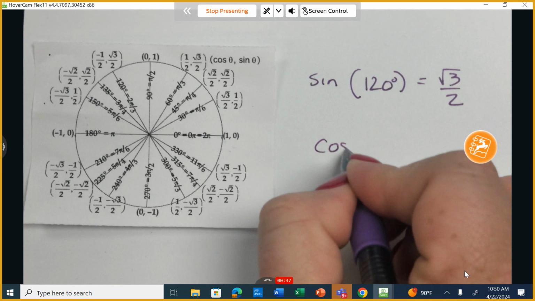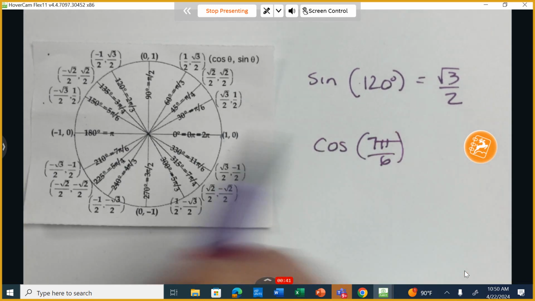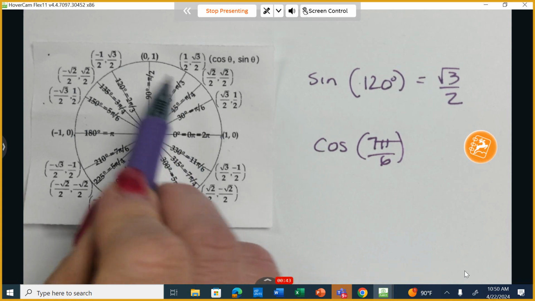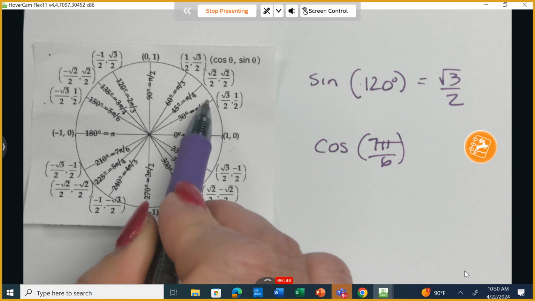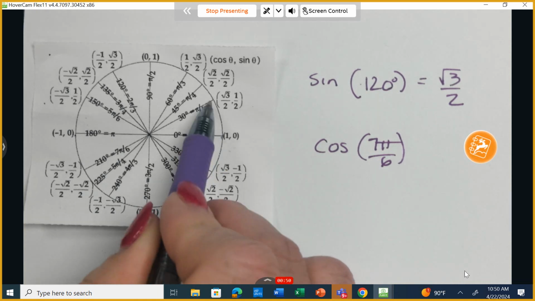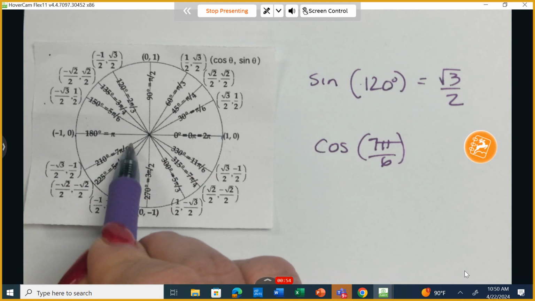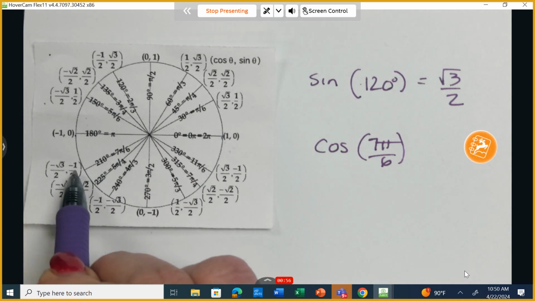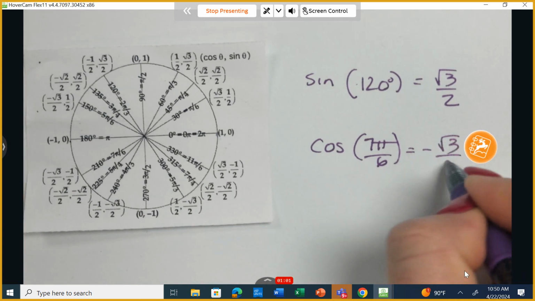I could tell you cosine of 7 pi over 6. Notice that when it's positive, we start here in this line and we move upwards. So 7 pi over 6. I'm going to count in increments of 30 degrees. 1 over 6, 2 over 6, 3 over 6, 4 over 6, 5 over 6, 6 over 6. Here's 7 pi over 6, and I'm asked for the cosine. CBS, cosine is the first number, and this is negative radical 3 over 2.